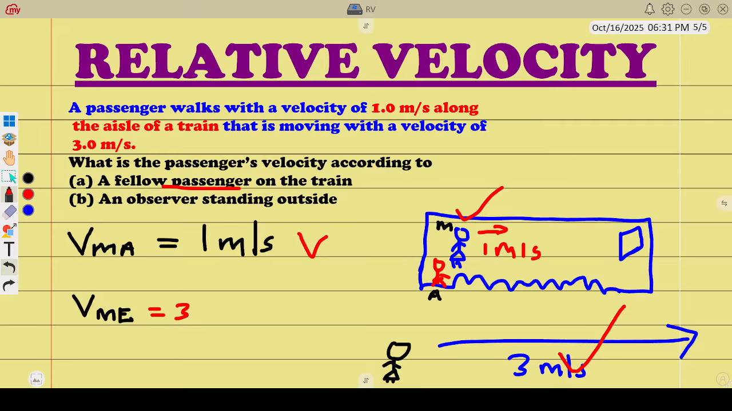So meaning the person is observing two velocities. So 3 meters per second plus Maureen's own velocity. So the final answer is 4 meters per second. Yeah, so this person, she'll feel like Maureen is moving very fast because the train is speeding and also Maureen is walking. So Maureen will disappear very soon.